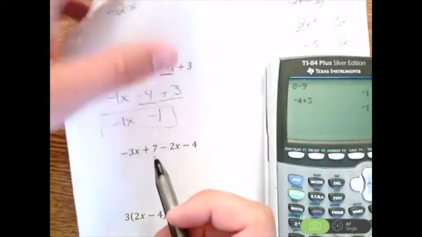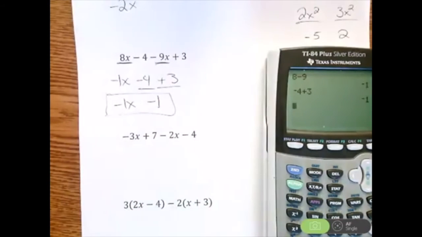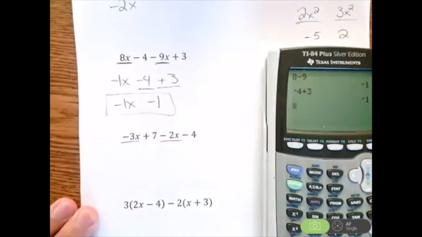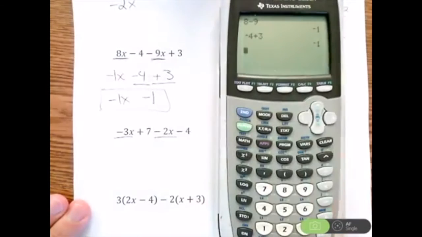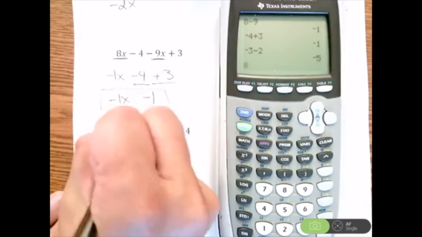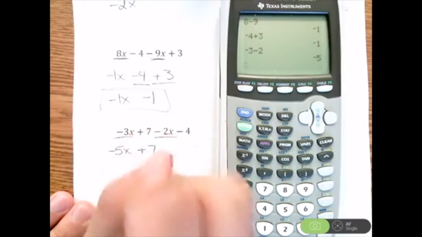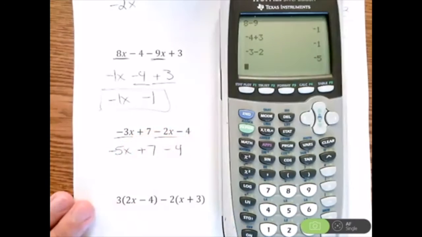I have -3x plus 7 minus 2x minus 4. I look for terms I can combine, and let's do it step by step. No need to rush. I have a -3x minus 2x, so I'd go to the calculator. -3 minus 2. That is -5. Don't forget your x. Some people will drop that x and just write -5. That would be incorrect. Still haven't touched this plus 7. Still haven't touched this minus 4.